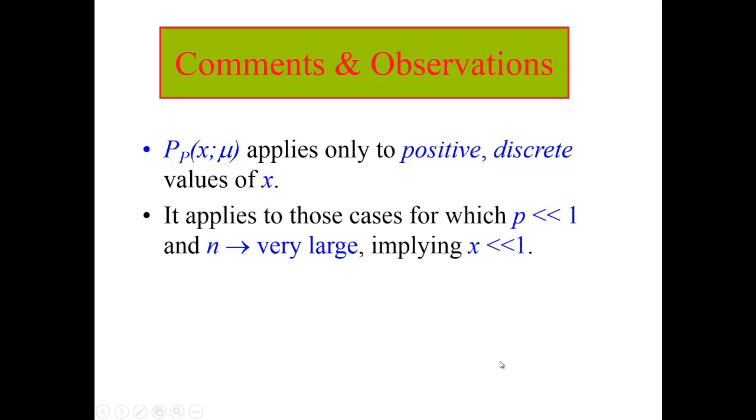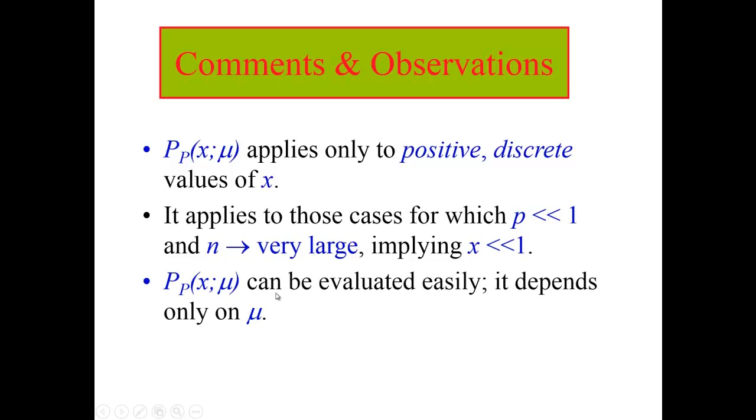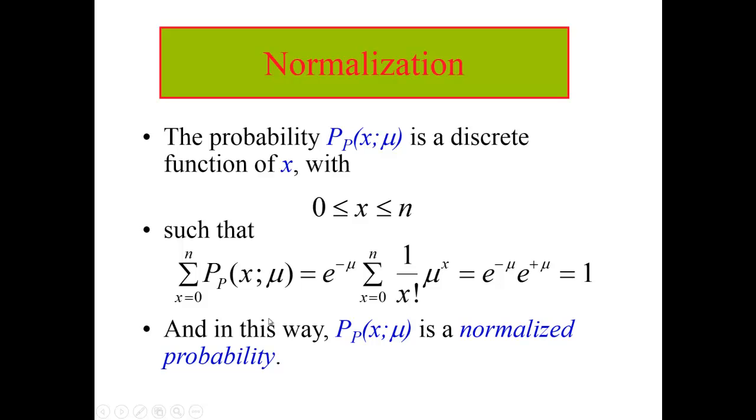So we're counting things that are discrete integer values. It applies for cases where the probability for success in any individual trial is very small, but n is very large. This could be a counting experiment where the counting interval is only 10 seconds, but we count for 5 hours. So the number of individual trials is very, very large, and of course that means the number of successes in any individual trial would be expected to be small. And the nice thing about it is we can evaluate it easily. It only depends on knowing x and mu. We don't have to know the individual probability.